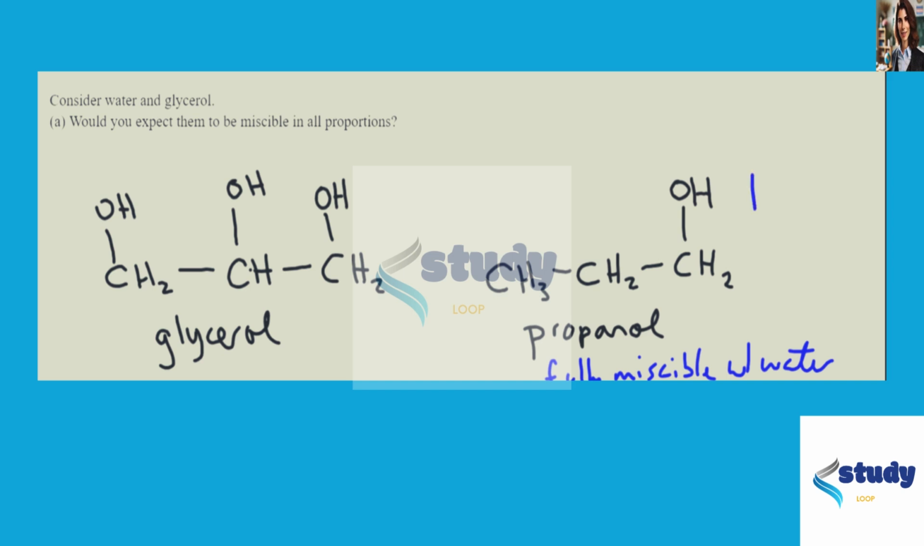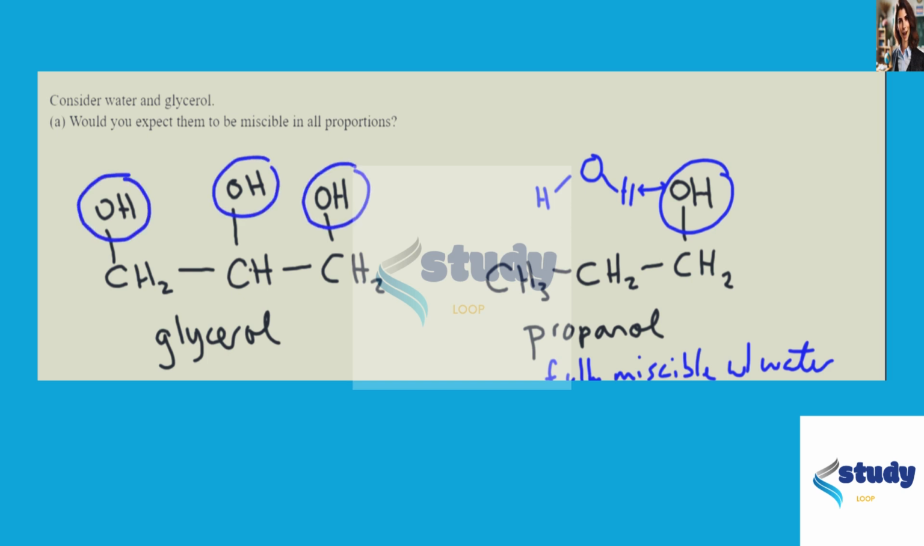So recall that water can form hydrogen bonds. So in this case, you can have a hydrogen bond between water and this hydroxyl group. And so if water is fully miscible with something like propanol, which only has this one polar group to work with, then clearly water would be even more or just as miscible with something that has more of these polar groups to interact with.